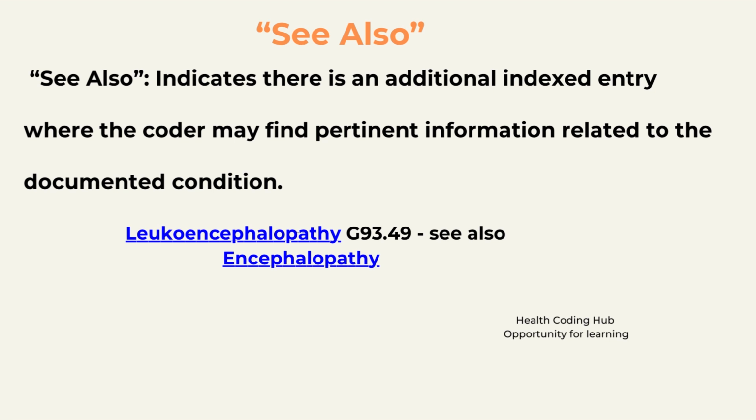It is not necessary to follow this cross-reference when the original entry provides all the information necessary. For example, say the cross-reference for the term leukoencephalopathy advises the coder to see encephalopathy. However, because under this term it already provides all the information that you need, there is a term and all the codes associated with it, so we are good. We don't have to look under the term encephalopathy.